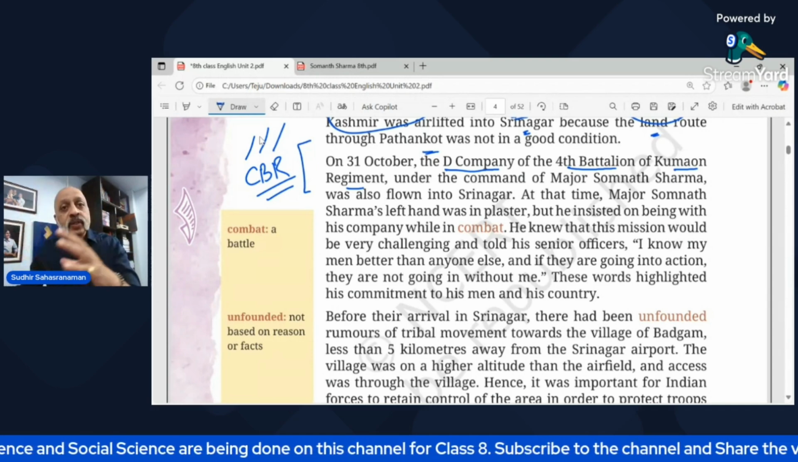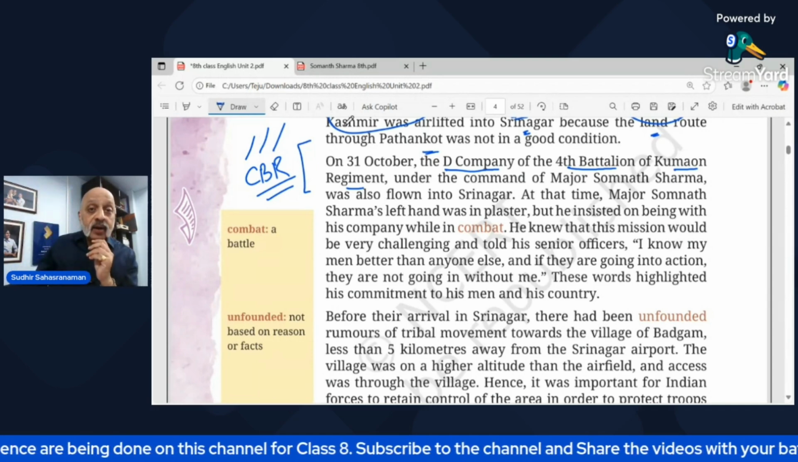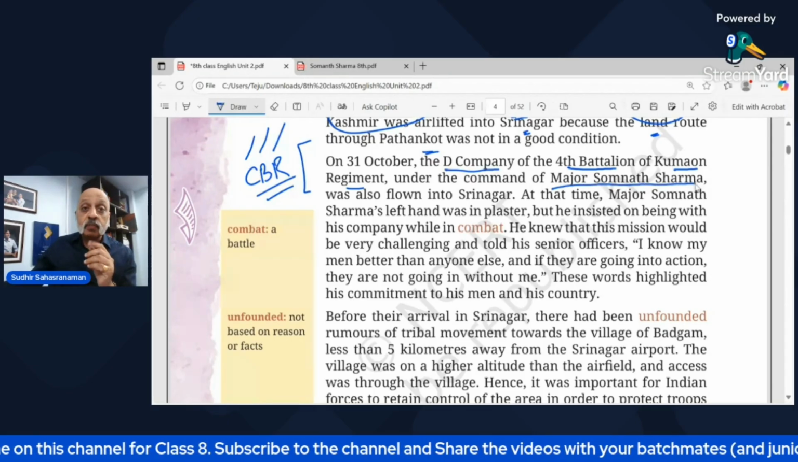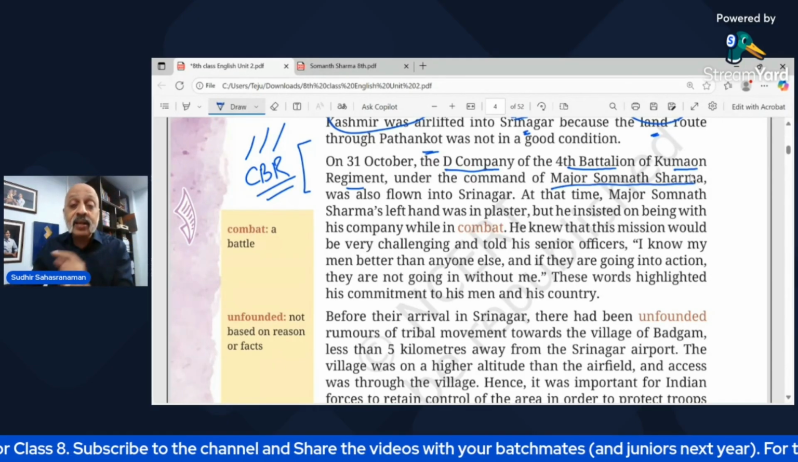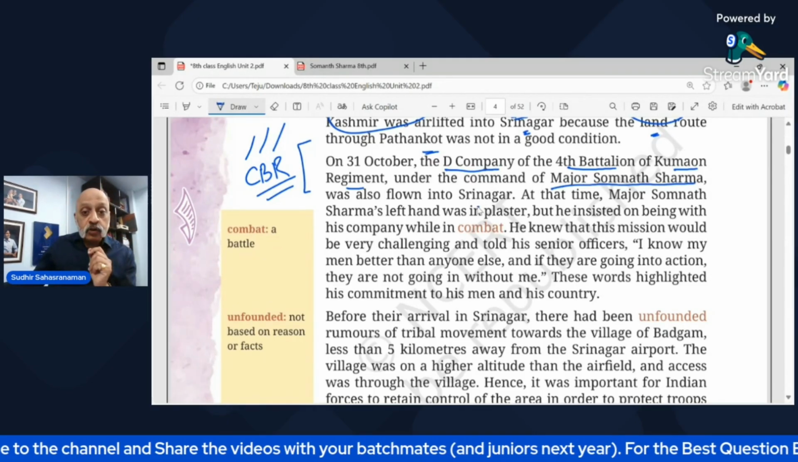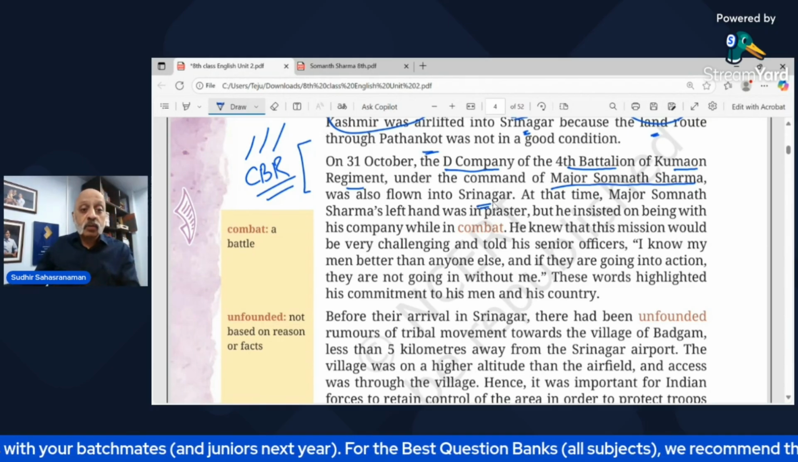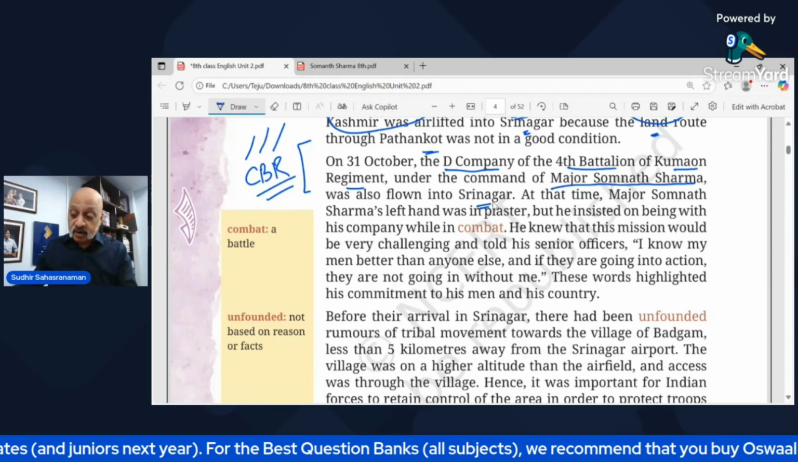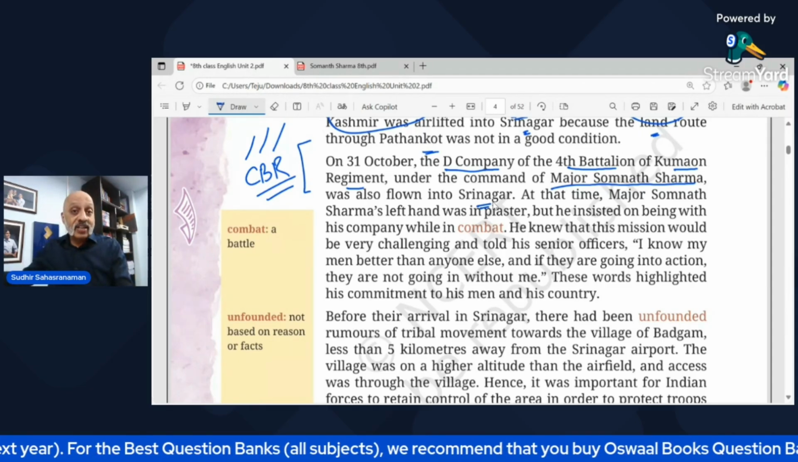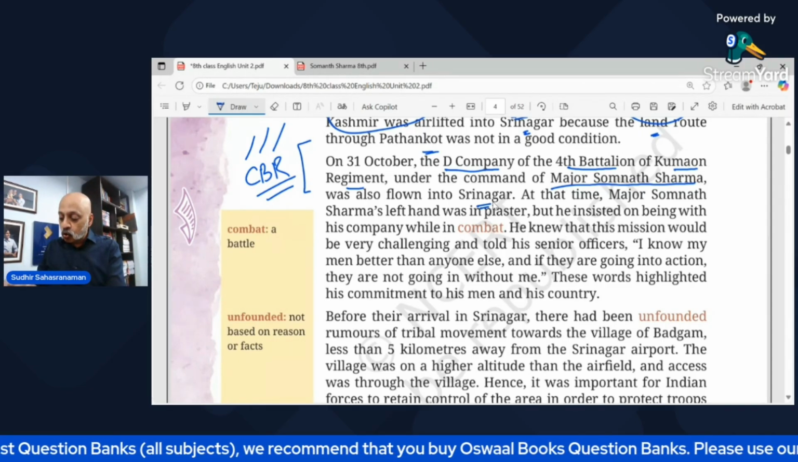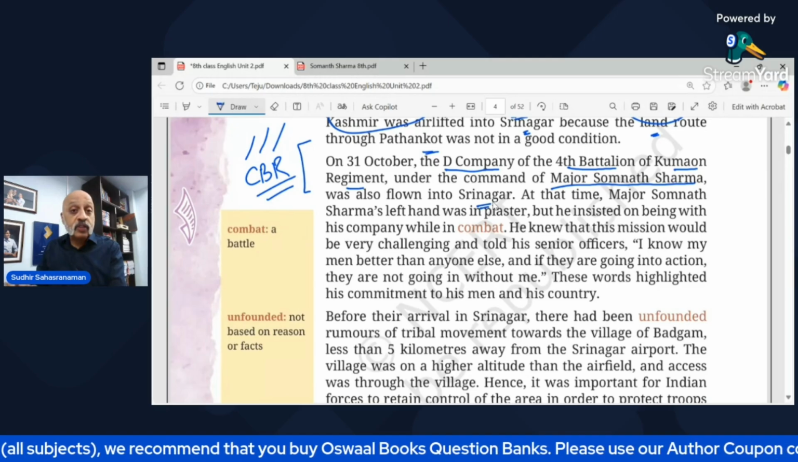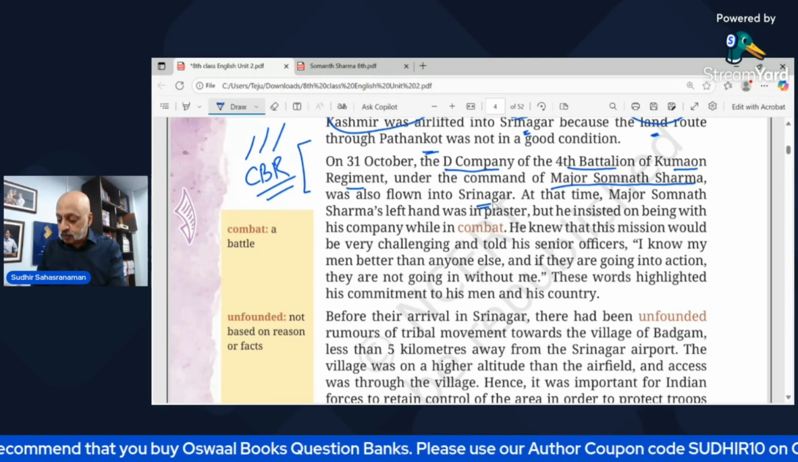Kumaon is more to do with the Uttarakhand area. It was under the command of Major Somnath Sharma, who was leading that particular company. It was also flown into Srinagar. At that time, Major Somnath Sharma's left hand was in plaster, so he was injured. But despite that, he said that there is no way he was not going to be part of this particular operation. He had to be there.